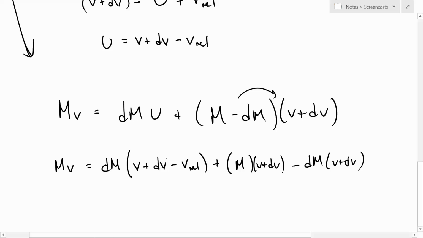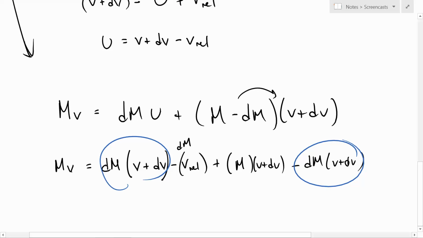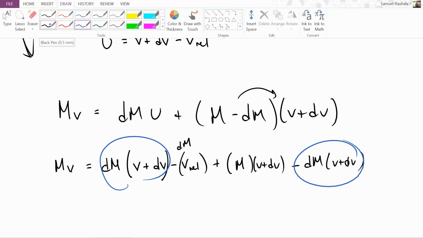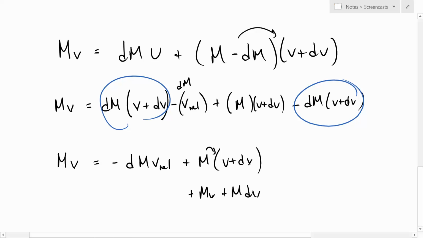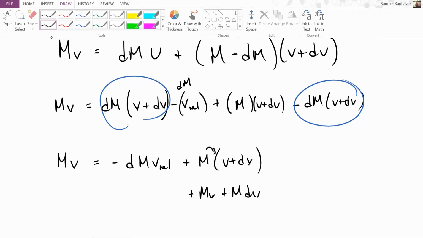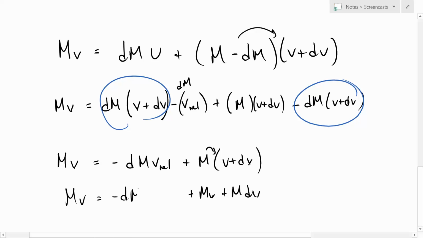And so if we distribute this dm also, we see that this term and this term are going to cancel. So now we are looking at something like this. mv equal to minus dm v relative plus m v plus m dv. So that looks positively messy, but wait, if we distribute this in, we see that we have mv on both sides, which I guess I can actually take the 3 seconds to write, which is going to cancel.